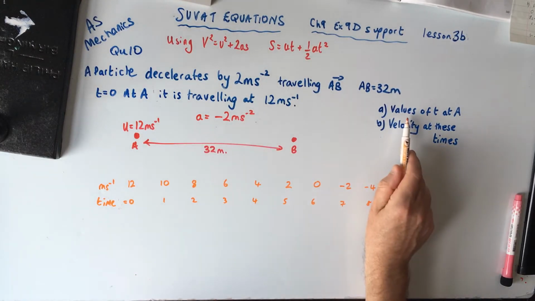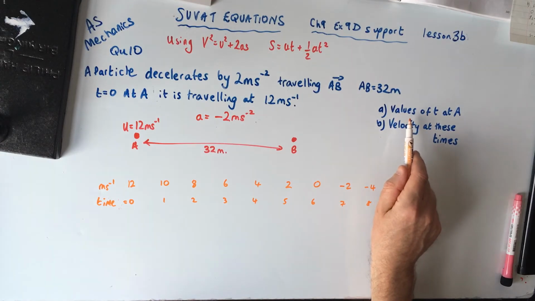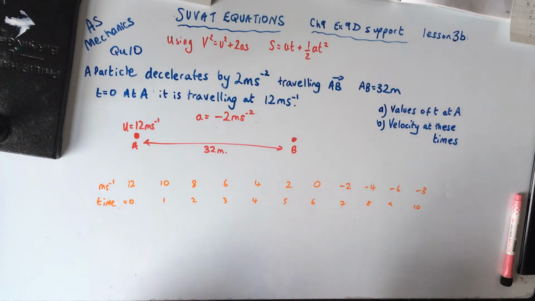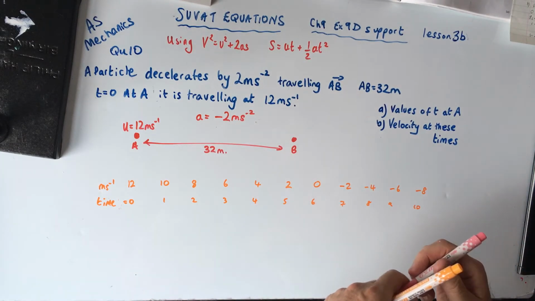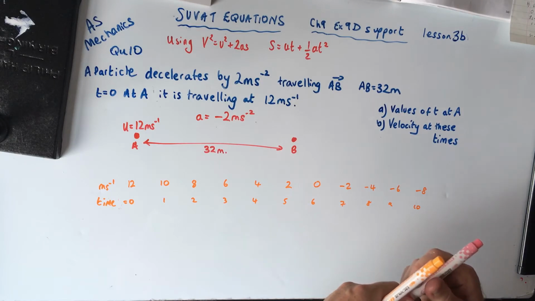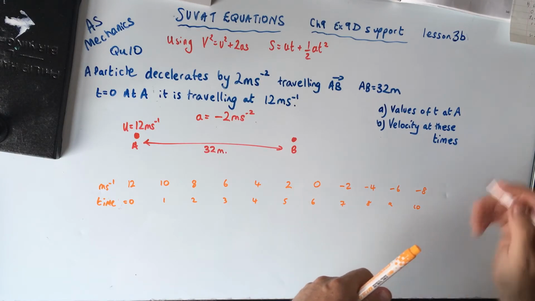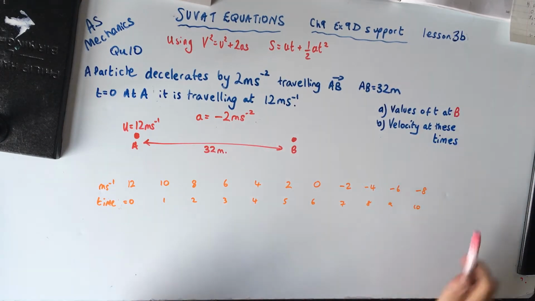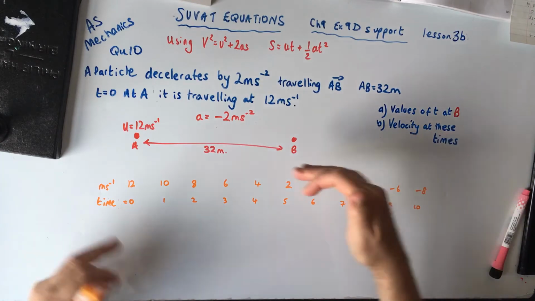And that is why it says here in the question, find the values of t at B. I think it's meant to be the values of t at B, yeah, that's a B there. That's why it says find the values of t at B.